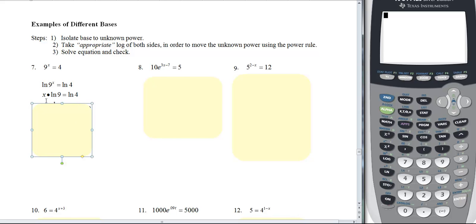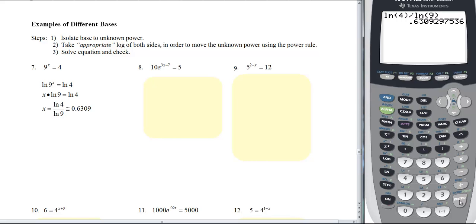Now, if you've been working with your log keys, remember when I press natural log of 9, it will give me a real long number, just indicating the exponent that I need to raise e to get it. So this is representing a number. Since that number is multiplying my x, I'm going to divide both sides by it. And then I can get an approximation, normally to 4 decimal places. So let's see, I've got natural log of 4 divided by natural log of 9. And that's where I got the 0.6309.